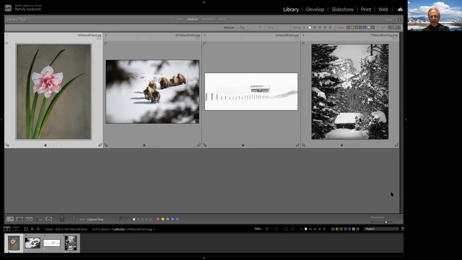Anybody else got any other comments? Kathy? I think both 1 and 3 make you think differently than the way we normally think about a frame. Yes. Randy? Go ahead. Well, for me, number 3, the fence acts as a line that draws me to the natural frame, which is the opening in the building.